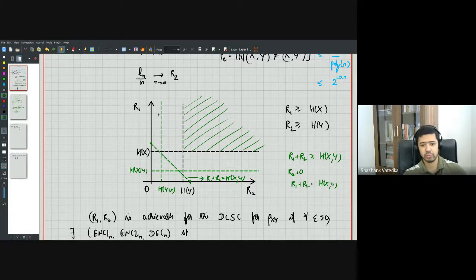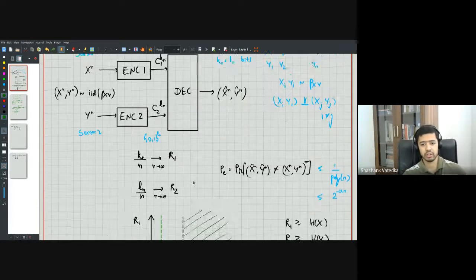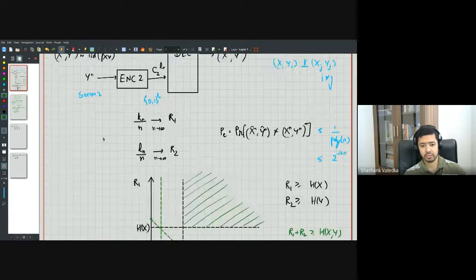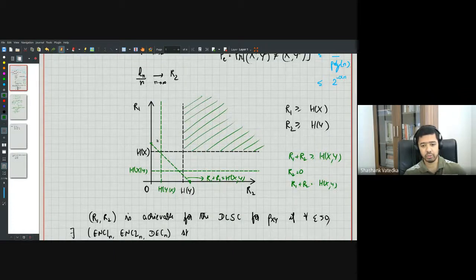So right now, how do we obtain these three lines? We obtained these three lines assuming that encoder 1 had information about both X^n and Y^n, and encoder 2 had information about both X^n and Y^n. But that is not really true, right? In our problem, encoder 1 does not know what Y^n is, encoder 2 does not know what X^n is. So definitely any rate below this cannot be achieved. No matter what you do, nothing to the left of this is achievable. Do you all agree?